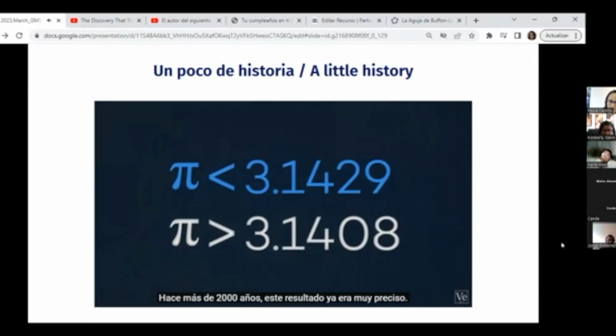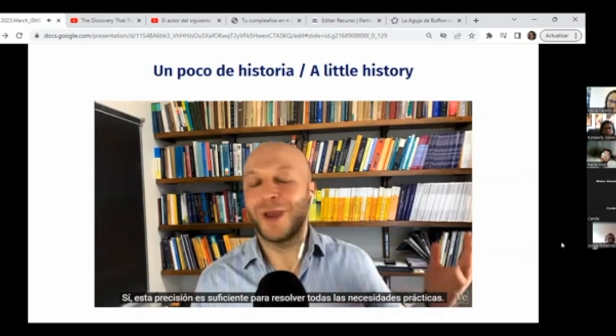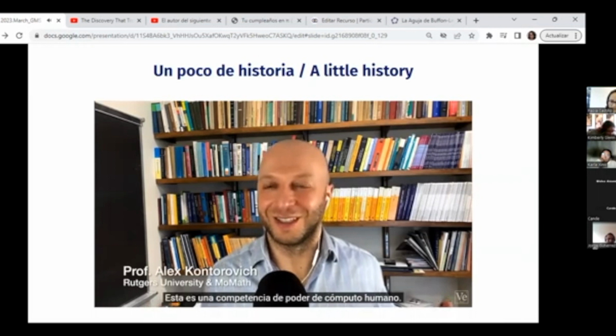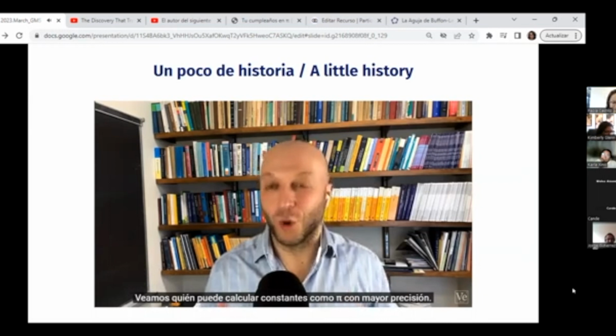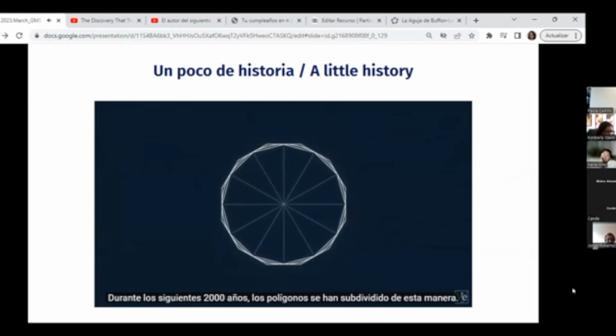Yeah, that seems like all the precision you'd need in pi. Right. So this goes way beyond precision for any practical purpose. This is now a matter of flexing your muscles. You know, this is showing off just how much mathematical power you have that you can work out a constant like pi to very high precision. So for the next 2,000 years, this is how everyone carried on, bisecting polygons to dizzying heights.